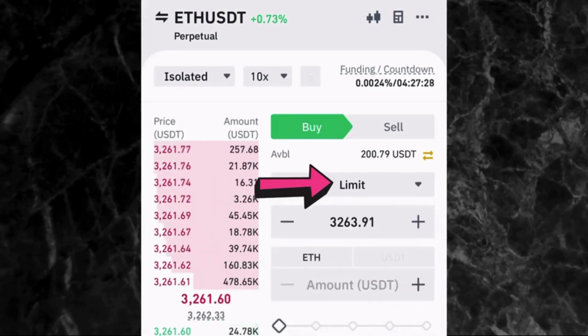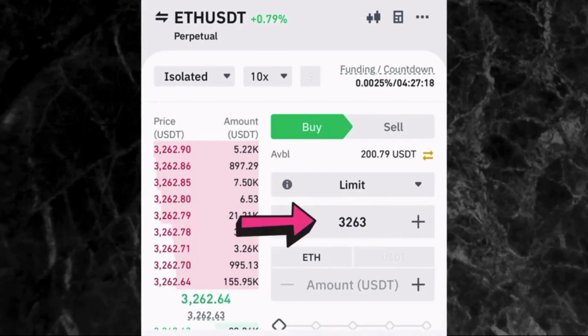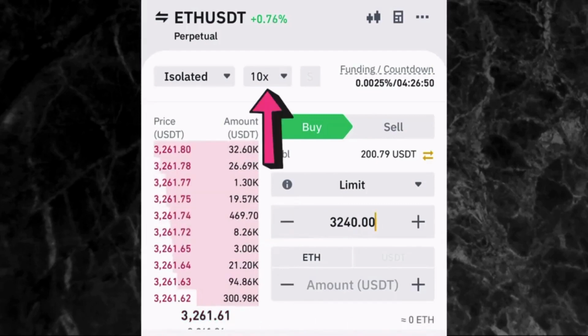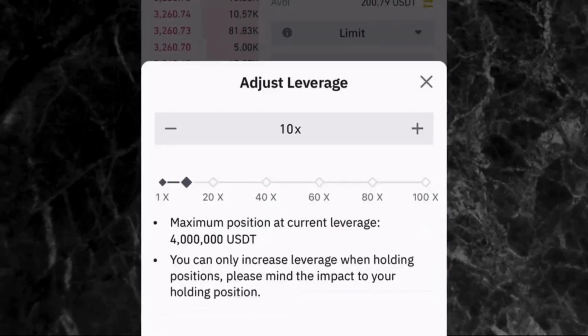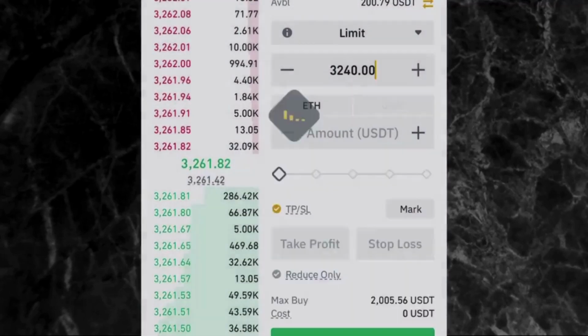Now, limit will allow us to set the price we want to enter the trade. So let's say, for example, you can see the price is currently at $3,260. So we can decide that, okay, we want to enter the trade when it gets to $3,240. And then after you enter the price you want to enter the trade, the next thing is to pick your leverage. So at the top of the screen right here, beside isolated, tap on it and then you pick your leverage. So let's say, for example, I'm using 20x leverage for this. I'm just going to tap on confirm.